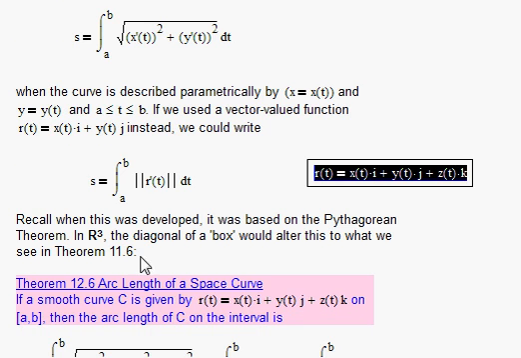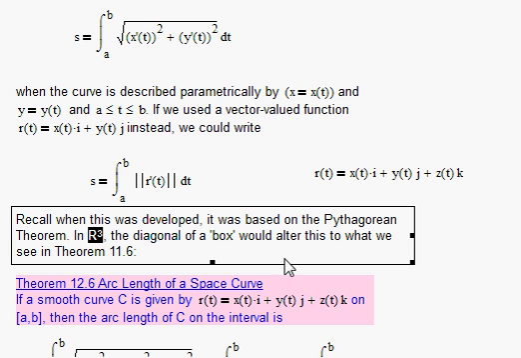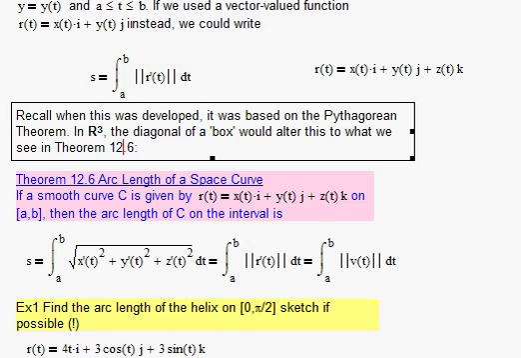So recall when we developed this, it was based on the Pythagorean theorem, but in 3-dimensional space, the diagonal of a box would alter this to what we see in theorem 12.6. And here's what we see in 12.6. I'm sure you'll find this a great one to cheer about.